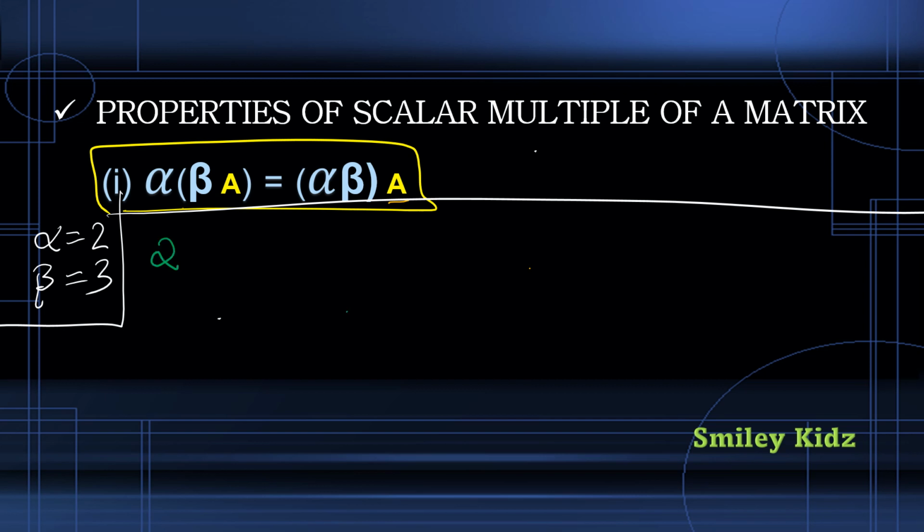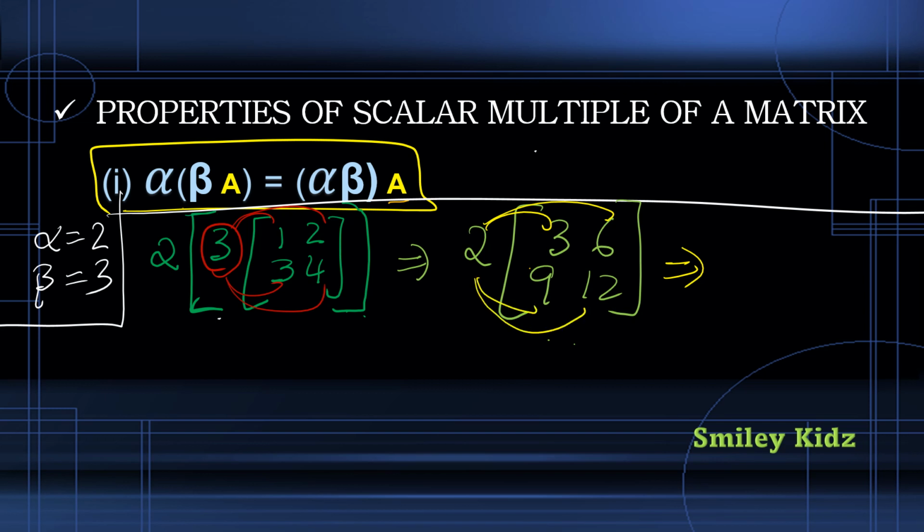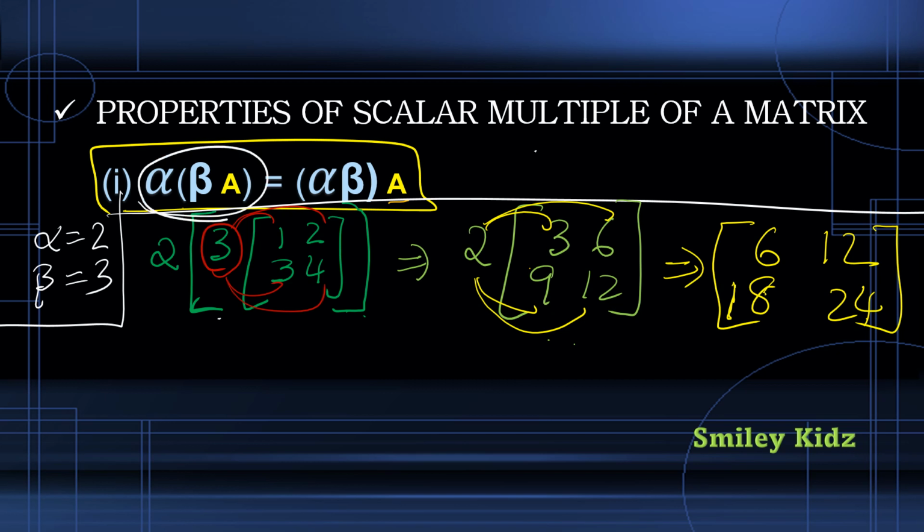Let's say 2 into 3 into the matrix I have over here, 1, 2, 3, 4, in a square bracket. So this is simply going to be equal to 2 into 3, 6, 9, 12. Why? Because I have multiplied 3 with each term in the matrix. Now I'm going to multiply 2 with each element. So this is going to be equal to 6, 12, 18, 24. This is how we have implemented the left-hand side of the equation.